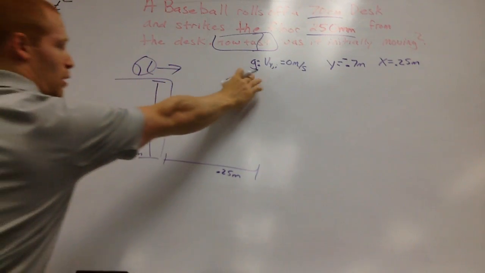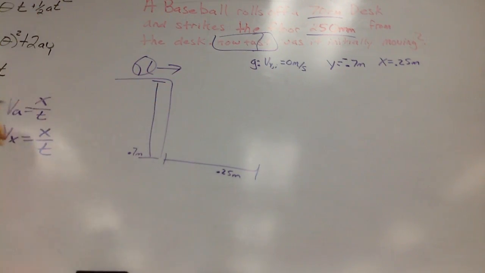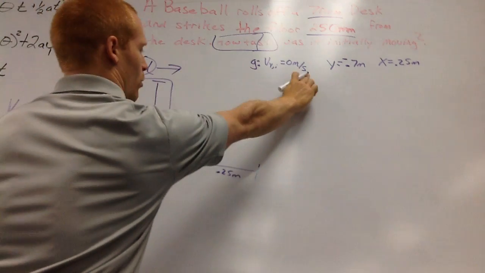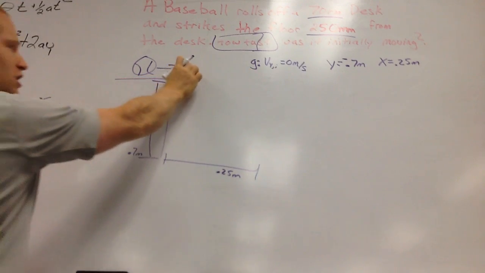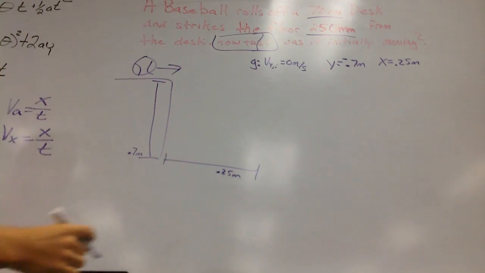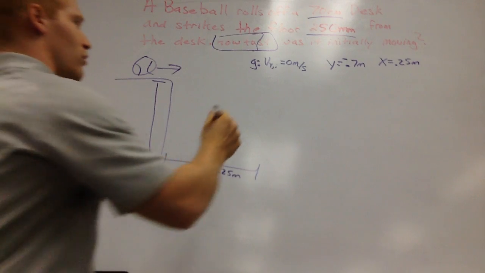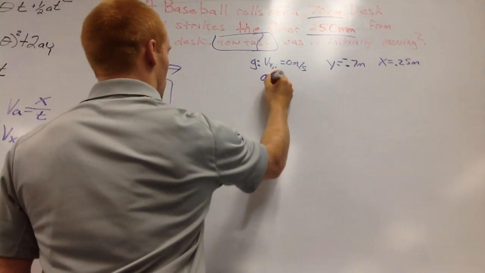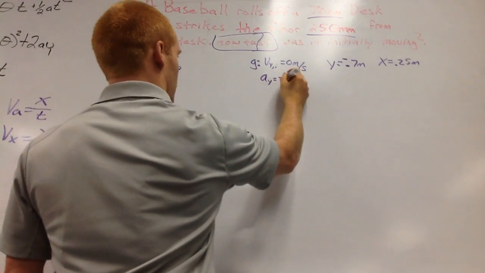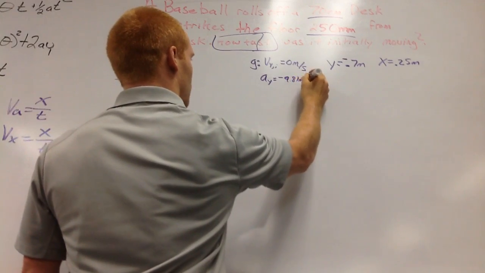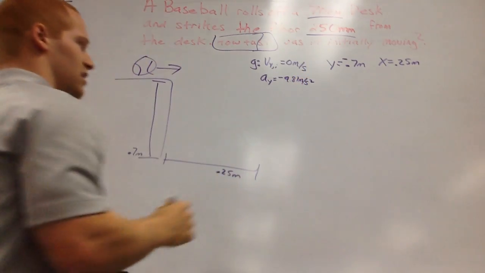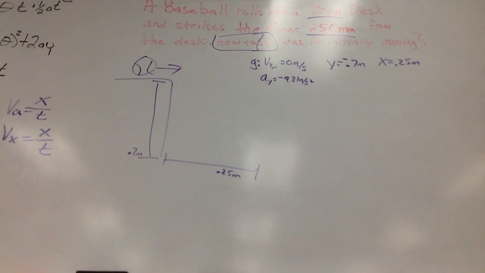Since the ball starts at 0 in the y direction for its velocity, it's not going to just keep going straight forever. It's actually going to be accelerated down. And in the y direction, acceleration is almost always gravity. So it's negative 9.81 meters per second squared. I just put a sub y, acceleration in the y direction.